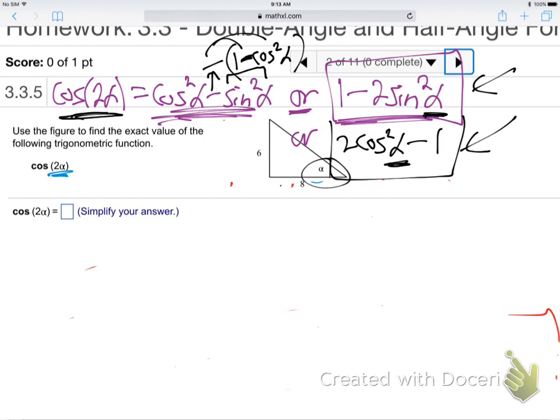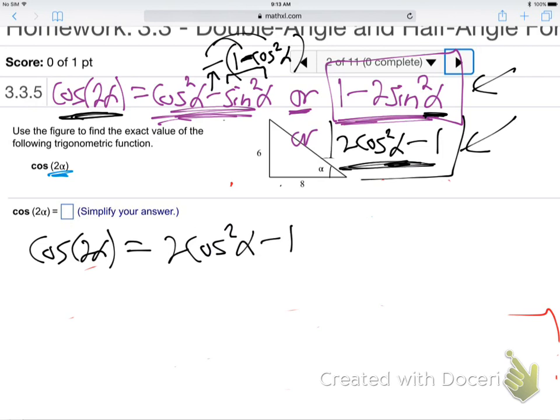I'm saying a lot of words. Am I reaching you? Is that making sense? All right. So here we go. They're saying cosine of double alpha. So how am I going to do it? Well, how about I just use this one? It's 2 cosine squared of regular alpha minus 1.